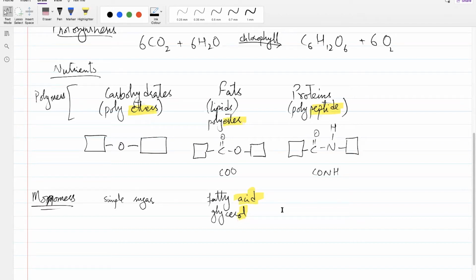सर कार्बोक्सिलिक एसिड. Yes, very good. And glycerol, इसके OL से आपको क्या पता चल रहा है? What does it have? एल्कोहल्स. Alcohol, yes, very good. So fatty acids में COOH जरूर होगा और glycerol में OH जरूर होगा.